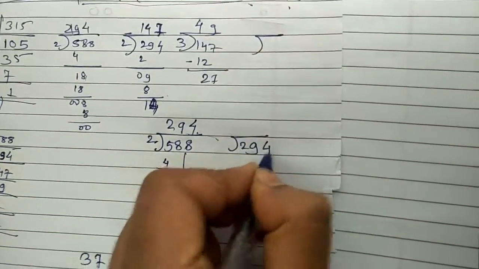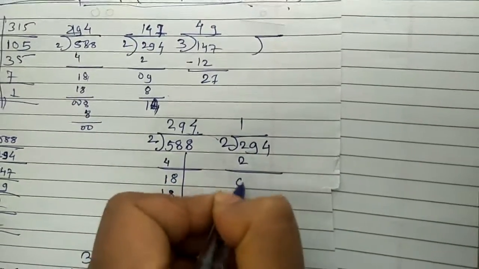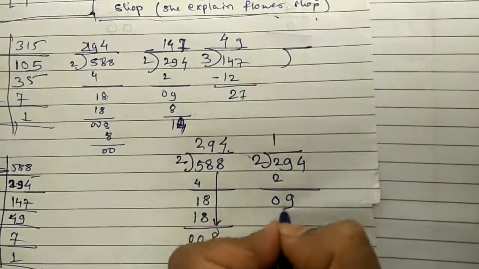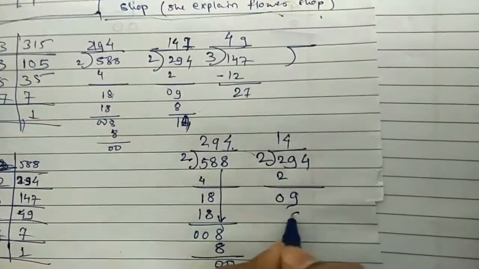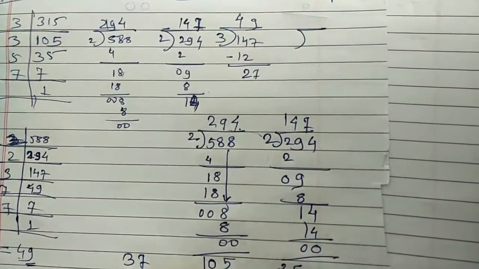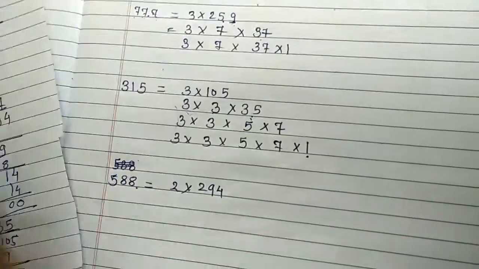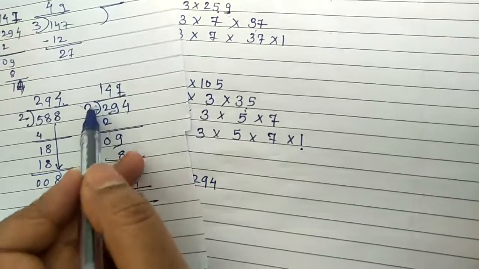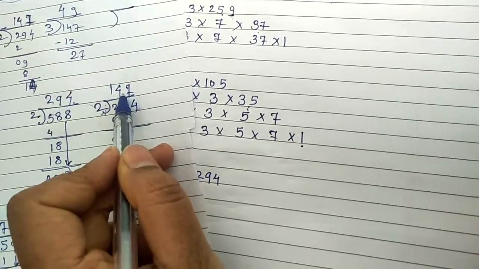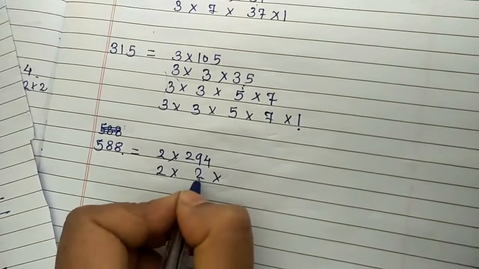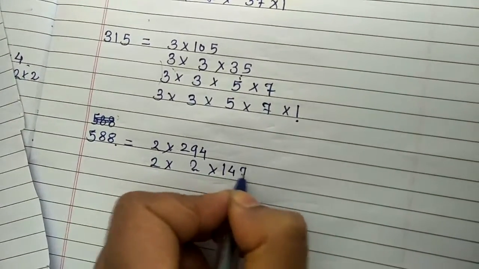Now again 294 we can divide by 2. 294 divided by 2. 2 1s are 2, 0. Again 9, 2 4s are 8, 1, and 4 7s. Done. So 2 into 147. Here this 2 as it is, and 294 we divided by 2, so we are getting 147. So 2 into 147. Here 2 divided by 2, the quotient is 147.